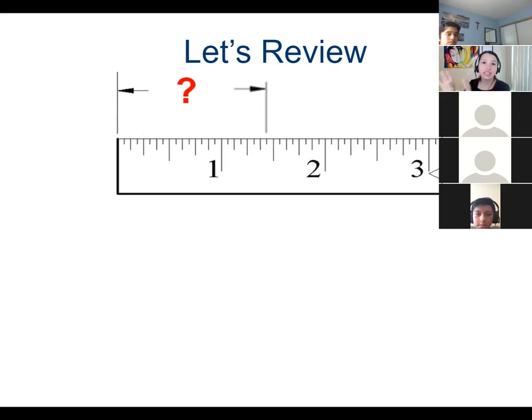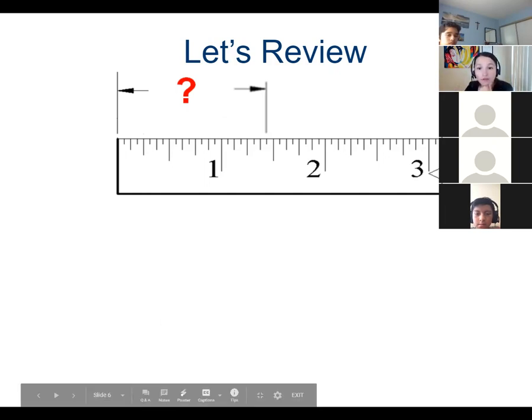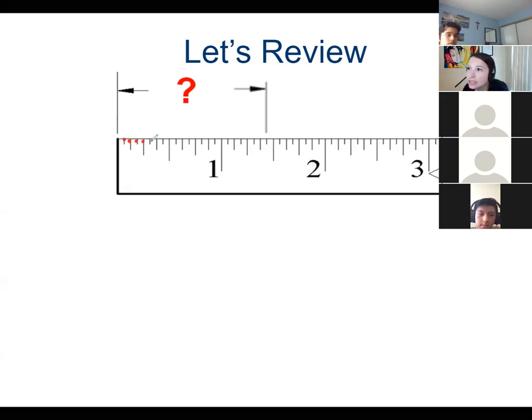You're going to have this as a test next week. You're going to see a ruler and it's going to be marked off. Your job next week is to tell me how long is this segment. So, again, the first thing you have to do is figure out how many little tiny lines there are from 0 to 1. That would be your denominator.